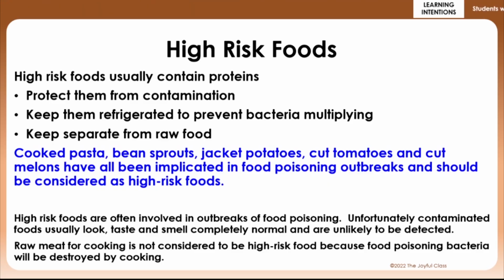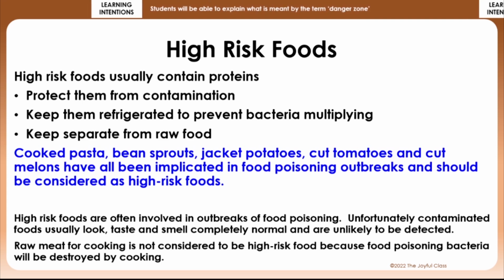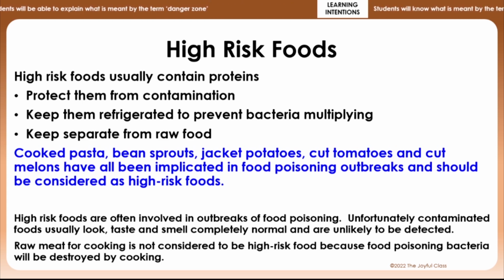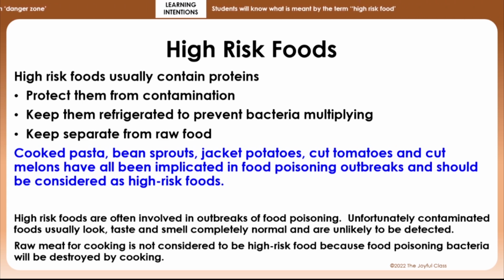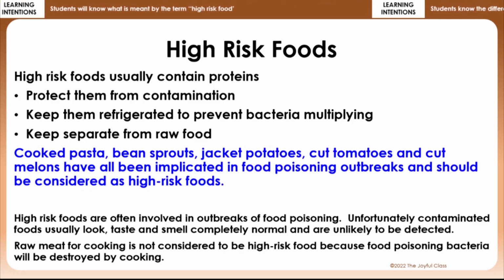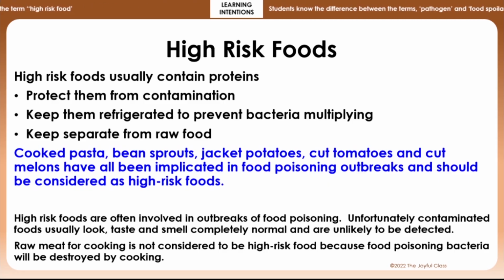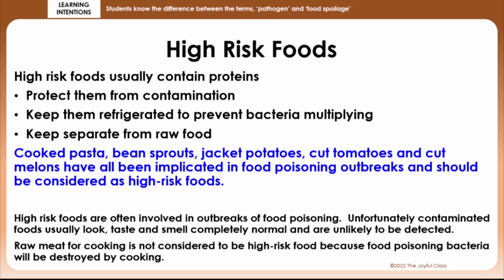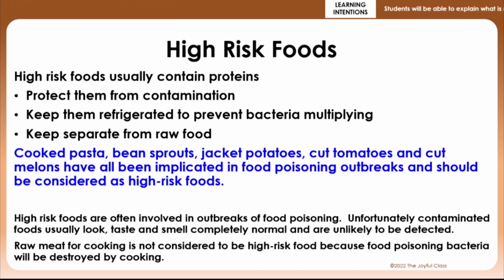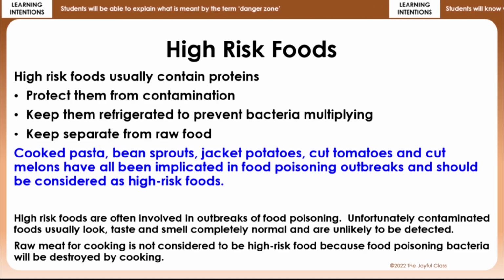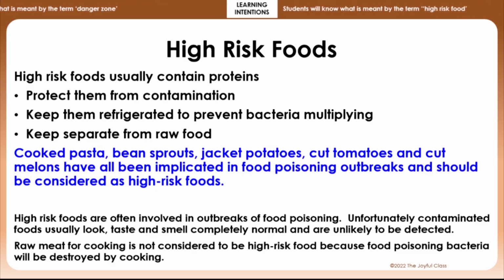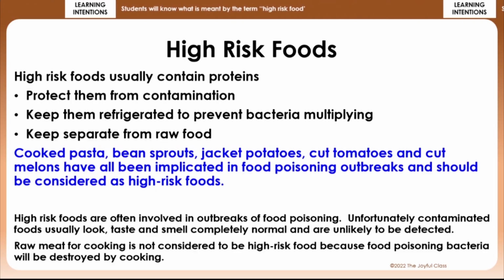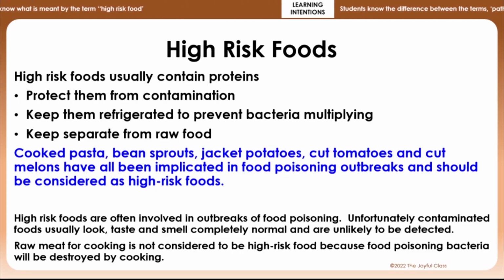Cooked pasta, bean sprouts, jacket potatoes, cut tomatoes and cut melons have all been implicated in food poisoning outbreaks and should be considered as high-risk foods. High-risk foods are often involved in outbreaks of food poisoning. Unfortunately, contaminated foods usually look, taste and smell completely normal and are unlikely to be detected. Raw meat for cooking is not considered to be high risk because food poisoning bacteria will be destroyed during the cooking process.